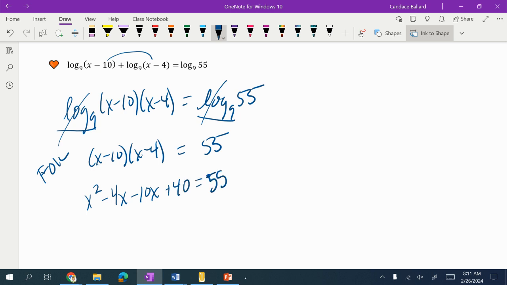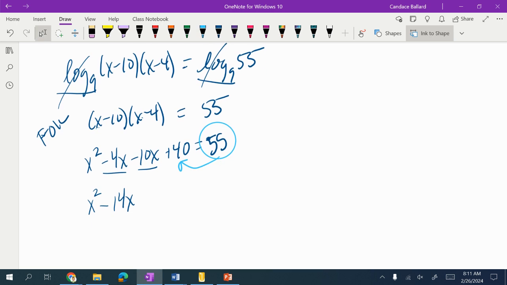Now I'm going to do a couple of things at once. I'm going to combine these like terms together, so we get x squared minus 14x. And at the same time, I know if I've got a quadratic, because I've got a squared there, I've got to move this 55 to the other side to get it equal to 0. So when I move that 55 over, 40 minus 55 is negative 15, equals 0. I now know I'm going to factor that with a magic x. So two numbers multiply to negative 15 and add to negative 14, which would be negative 15 and positive 1.